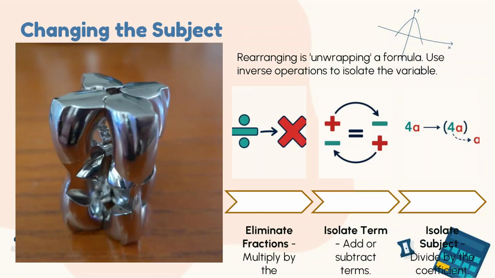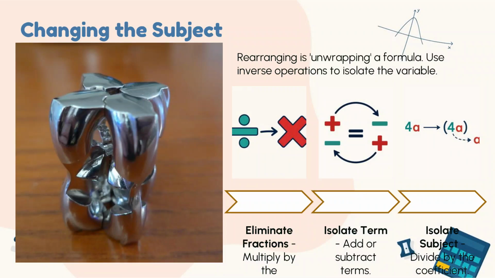Now, let's look at changing the subject of a formula. Changing the subject means rearranging a formula so that a different variable is on its own. Think of rearranging as unwrapping a formula. We use inverse operations to isolate the variable we want.